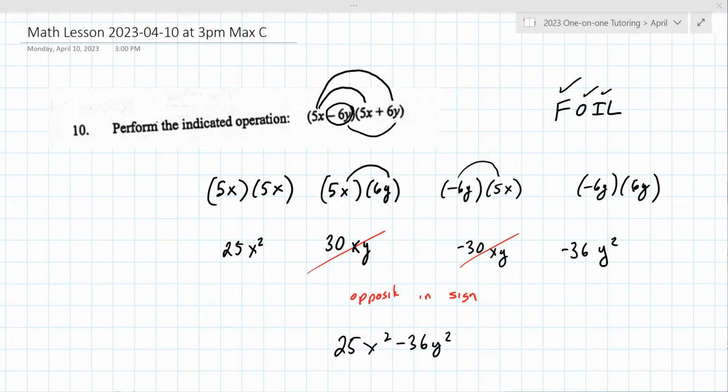So if you think you understood that, let me give you one like this to try. Is that fair? All right. So let's have you try 4x minus 3y times 4x plus 3y. So try working that out as best you can. Ask me some questions along the way if you're not sure.